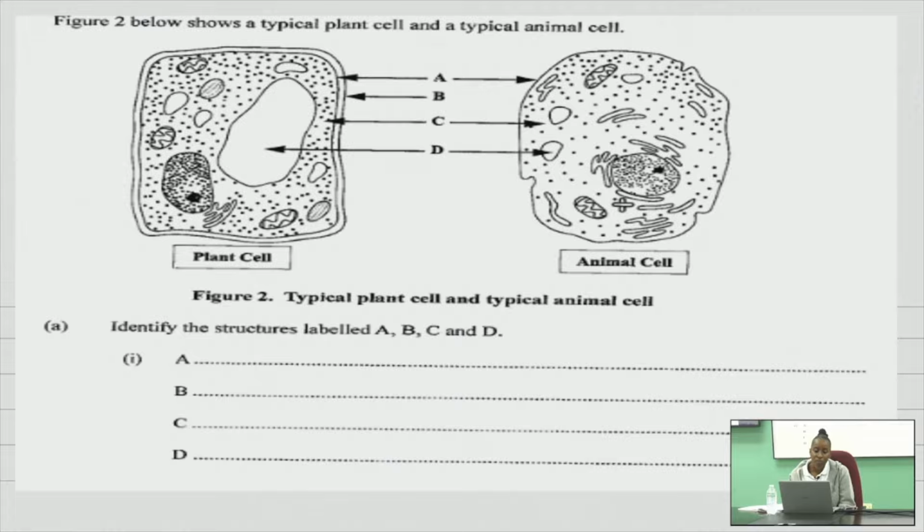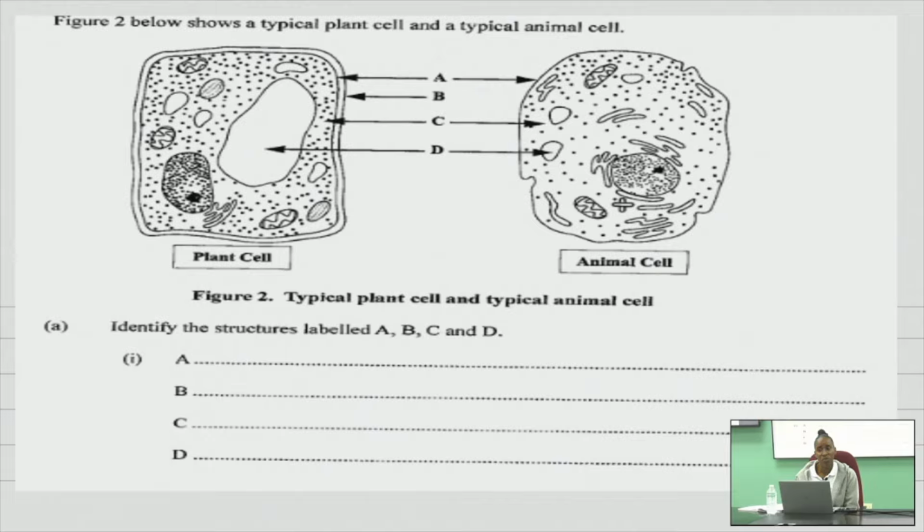All right, so it's showing you a typical plant cell or an animal cell, and it's identifying certain structures and asking you to name them. Now we have the first structure identified, which is A, and we realize that this structure is found in both the plant and the animal cell, and since it is identified as the outer lining for your animal cell, we know that this is our cell membrane.